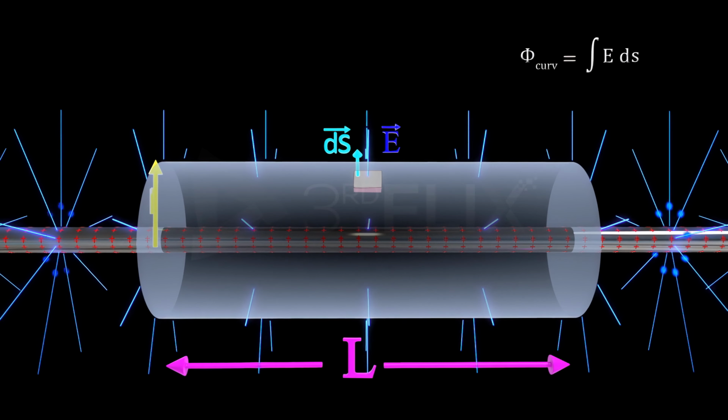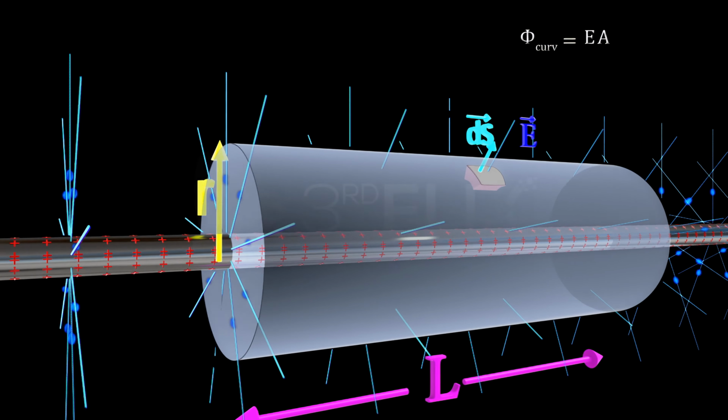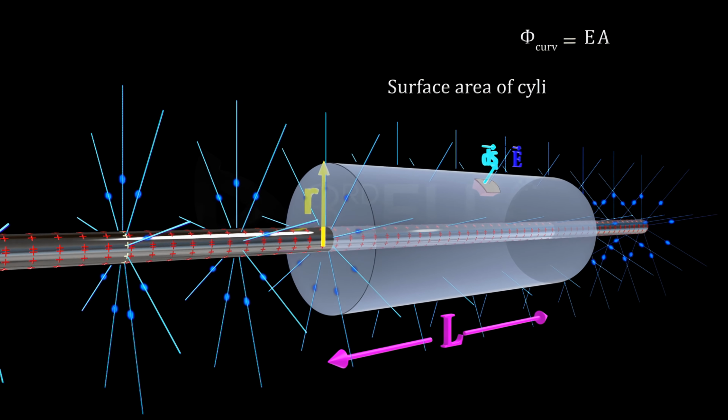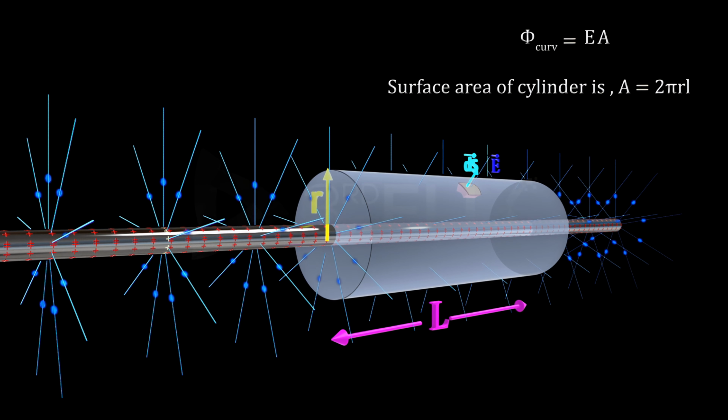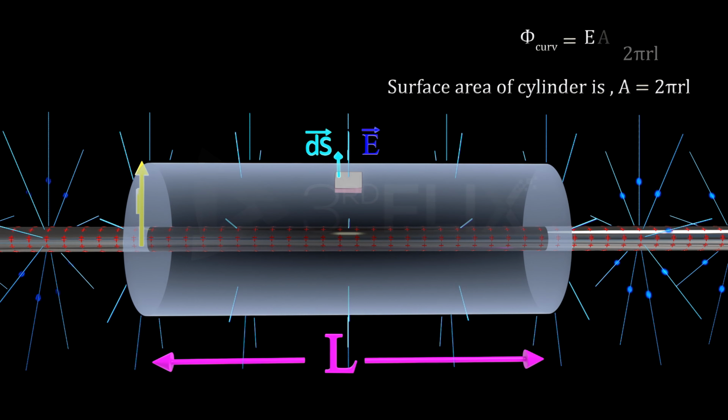Due to symmetry, the magnitude of electric field E must be the same at every point on the curved surface. Hence, E can be taken out of the integral. Surface area of the curved surface is 2 pi r L. The electric flux through the curved surface is E times 2 pi r L.